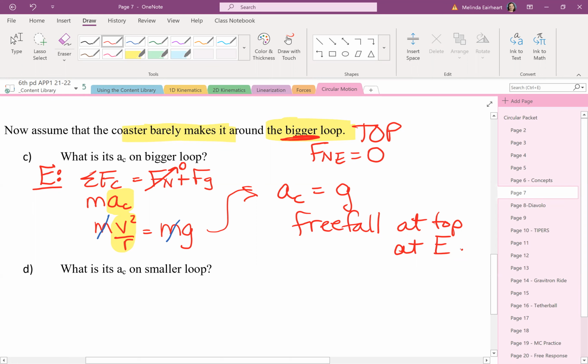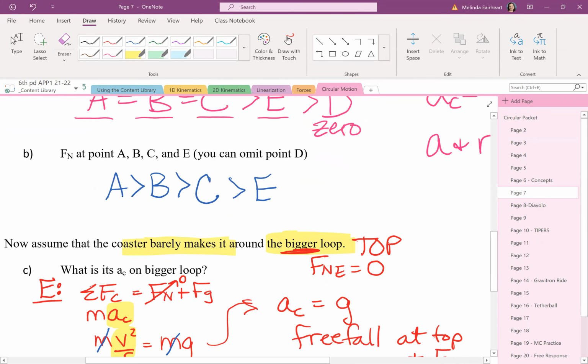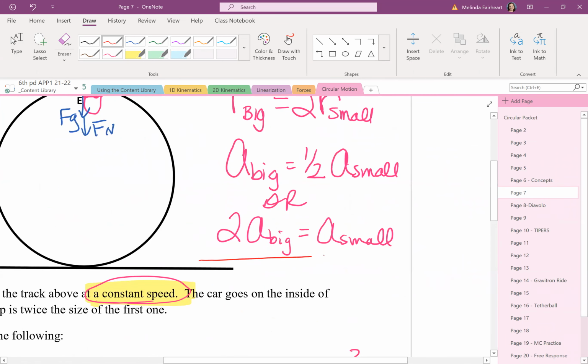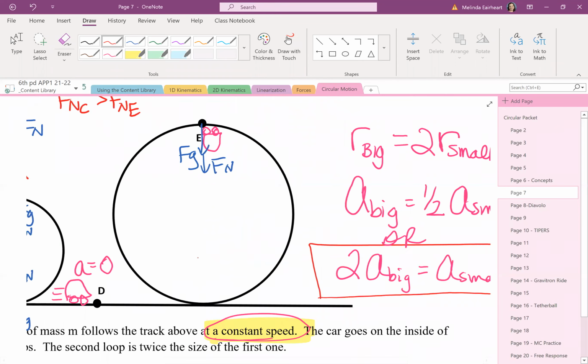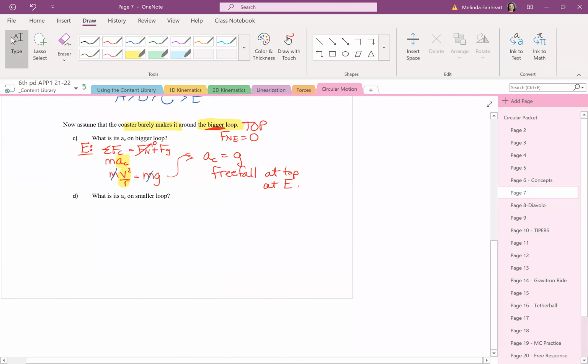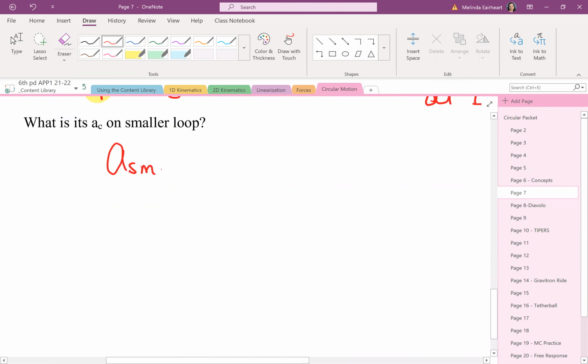Okay, what about the smaller loop? Now, what did we say at the very top? We said the acceleration of the big loop is half the acceleration of the small, or that 2 times the acceleration of the big equals the small, and now they want the acceleration of the small, so I can use that same. Now we know the acceleration of the big is equal, for the moment, to 9.8 or 10, or g. And so the acceleration of the small is going to be twice that.